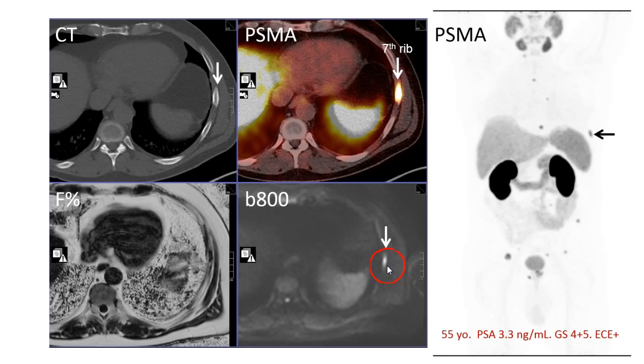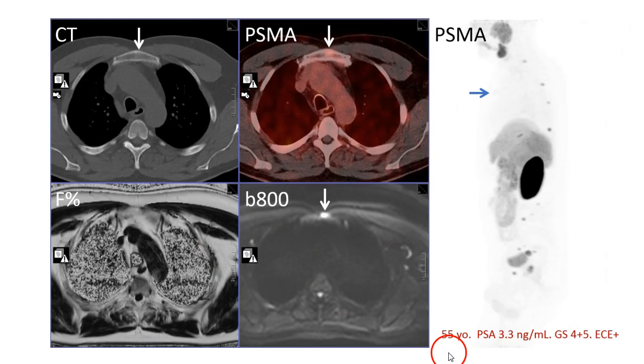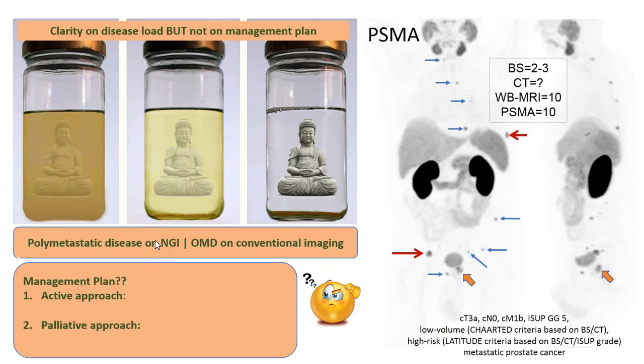Similarly, we see the B800 here, the rib metastasis. But interestingly, this metastasis here, which was not called on the PSMA PET-CT, is in fact abnormal on the whole body MRI, and you can see it there on the fat fraction image. So we've got some clarity now on the state of his metastatic disease: 2 to 3 lesions on the bone scan, not really sure how many lesions on the CT, maybe 1 lesion, but certainly polymetastatic disease on the PSMA PET-CT as well as on the whole body MRI.